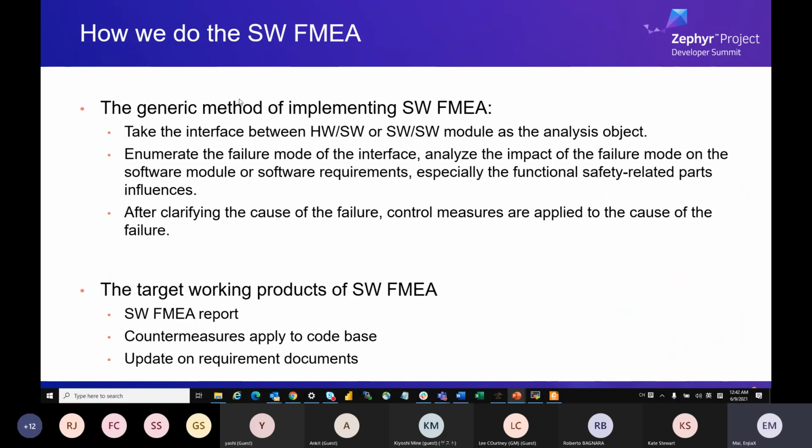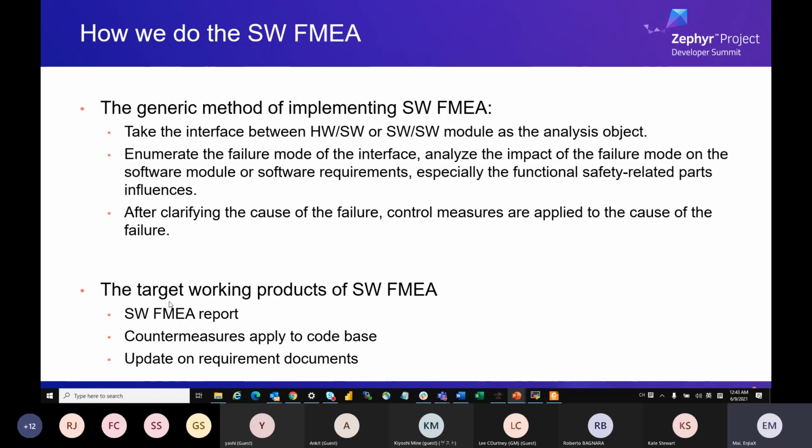Okay, so how do we do the software FMEA? The generic method of implementing the software FMEA: first, taking the interface between the hardware and software, or the software module, as the analysis object, and then we enumerate the failure mode of the interface, analyze the impact of the failure mode on the software module or software requirement, especially the functional safety related part. After clarifying the cause of the failure, control measures will be applied to the cause of the failure.